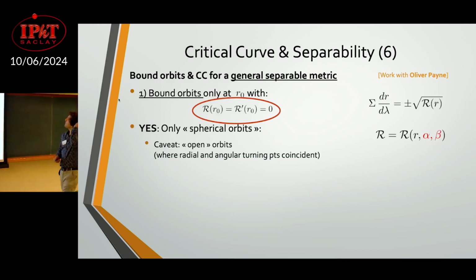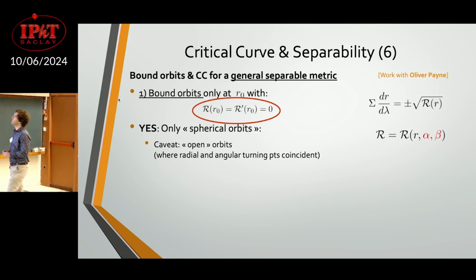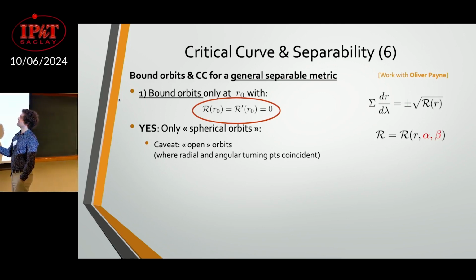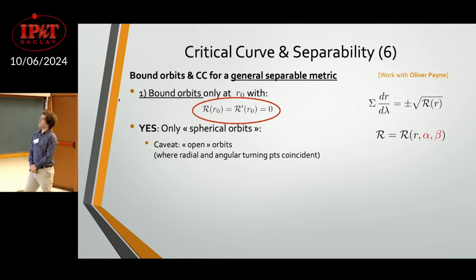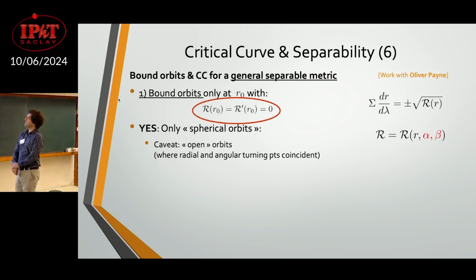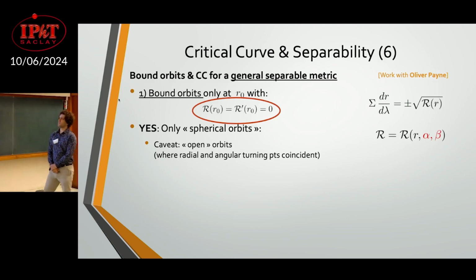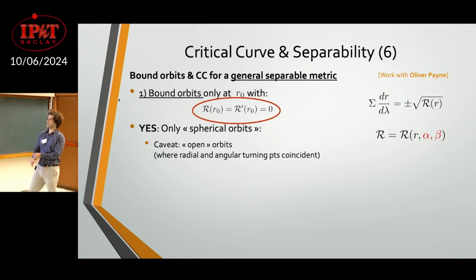We're nearing, let's say, a proof that indeed this is the only possibility you can ever have in separable metrics: only these so-called spherical orbits, which are at constant r. So this kind of oscillating orbit is not possible. The only thing that we haven't been able to discount yet is a very specific kind of orbit called an open orbit, where you would have radial and angular turning points, a turning point being where you go from increasing to decreasing, which would be coincident. These we're not quite sure how to get rid of yet.